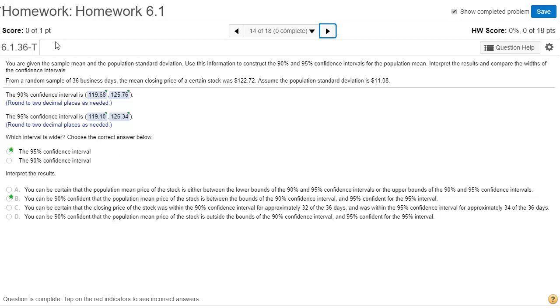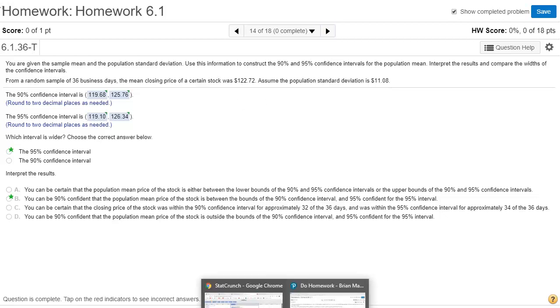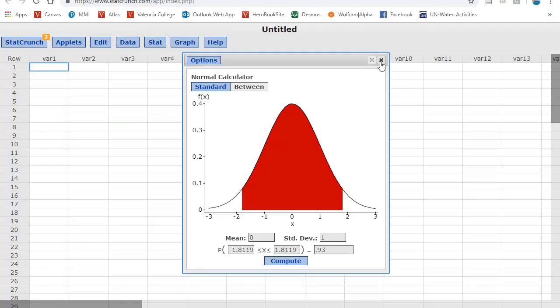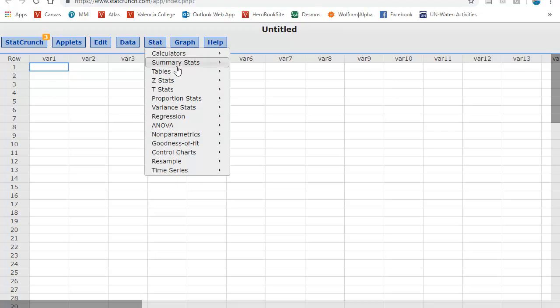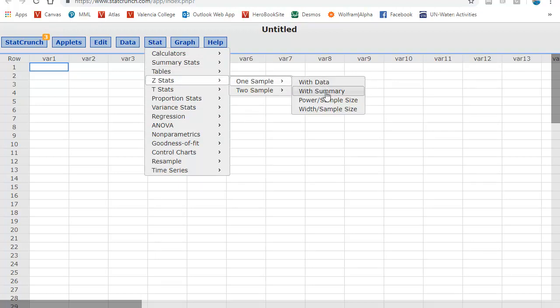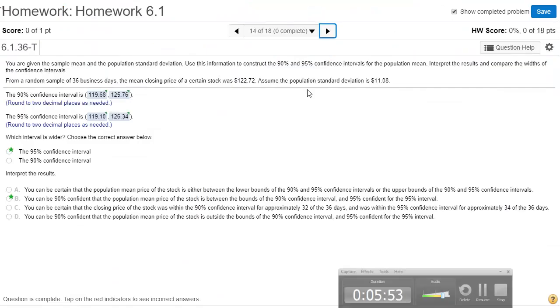So we're told that we have a sample of 36 business days. The mean closing price for a certain stock is $122.72. Assume the population standard deviation is 11.08. So the first thing we want to do is construct the 90% confidence interval. So I'm going to go into StatCrunch, go to Stat, go down to ZStat, and choose one sample with summary data.